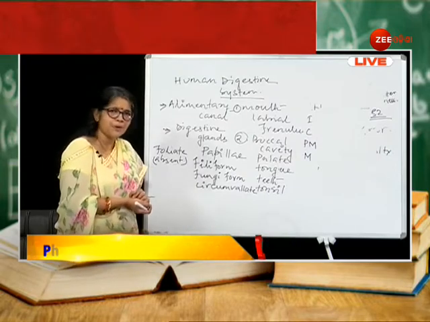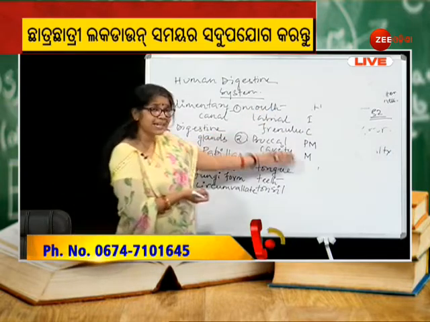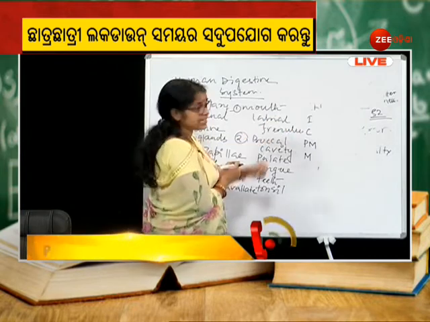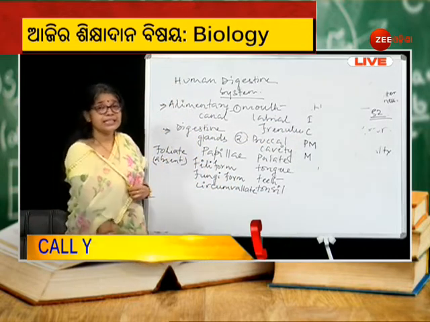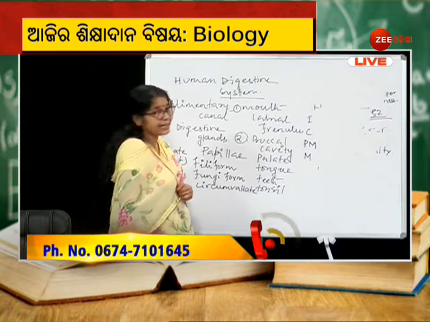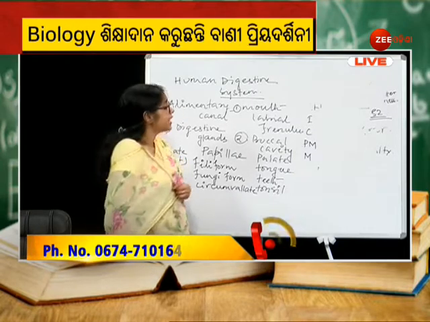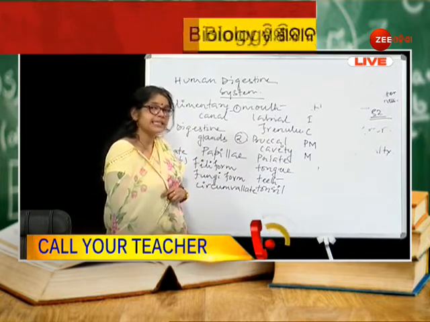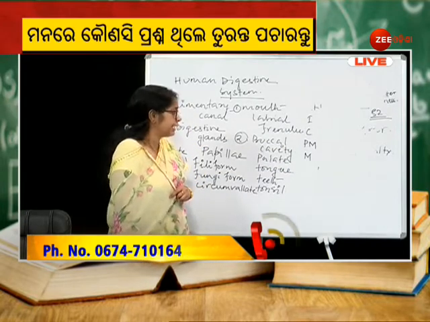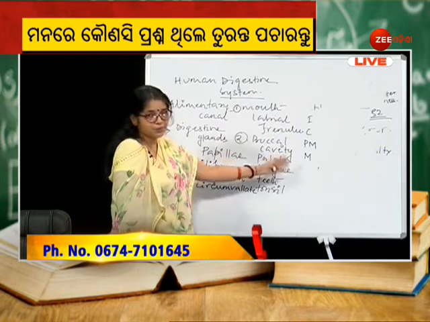Then what about the function of these types of teeth? First one is incisor, which is concerned with cutting. Canine teeth are for tearing, and the premolar and molar are concerned with chewing and grinding. So these are the different types of teeth.